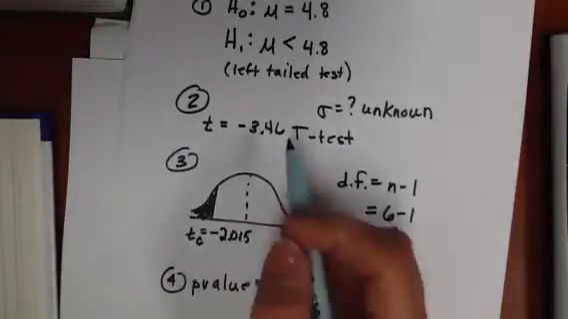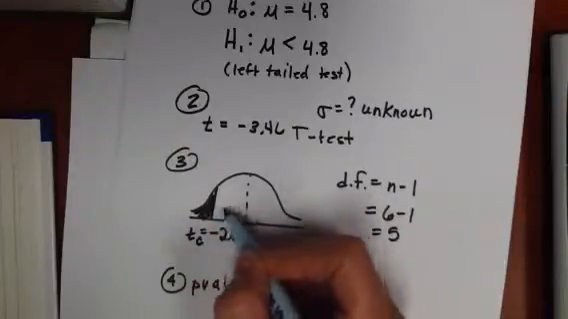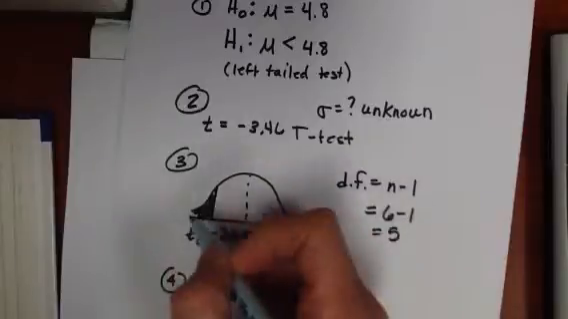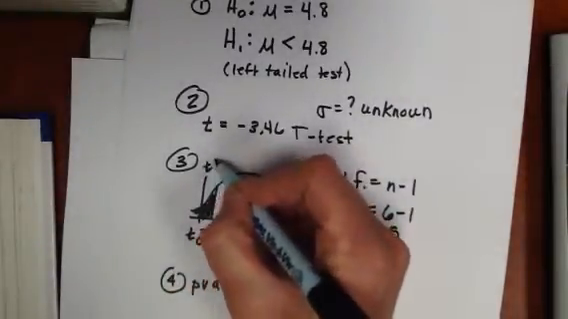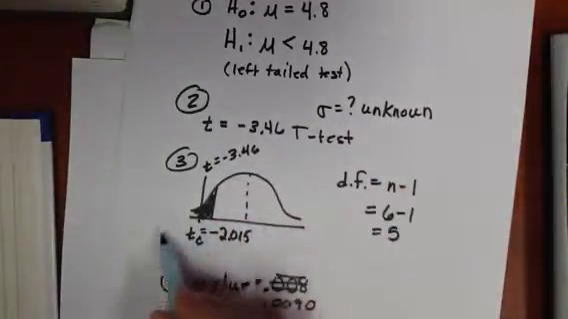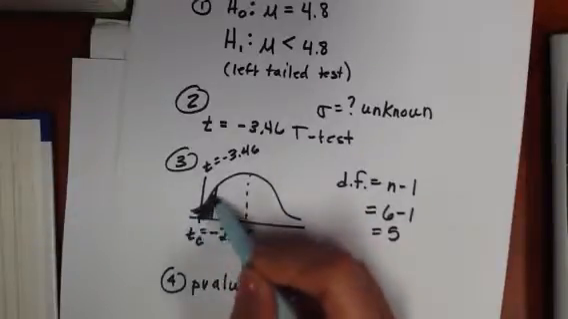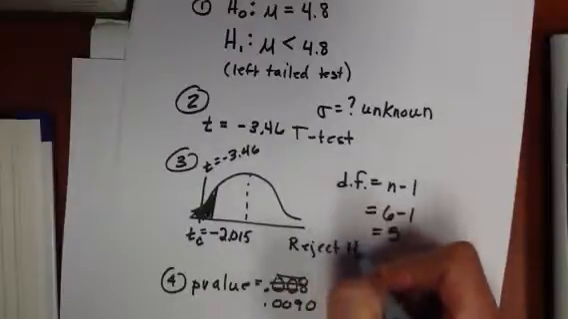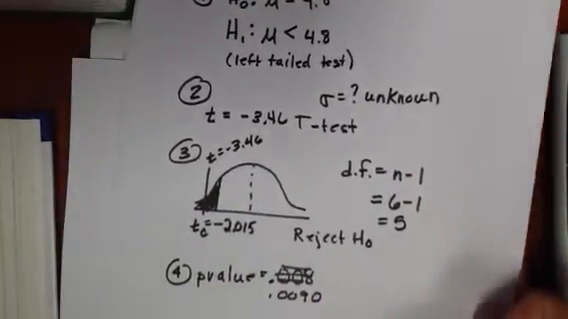Okay, what we're going to do here is we're going to plot our test statistic. Where does this fall? Does it fall to the right of negative 2.015 or to the left? Think of it as a number line. Negative 3 is on this side of negative 2. Okay, so this is my test statistic. This is my critical value of t. Again, if it falls in this rejection region, we're going to reject H0. If it would have fell over here, we would not reject H0.